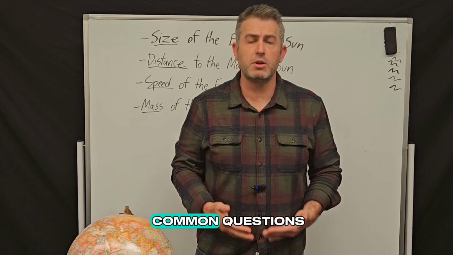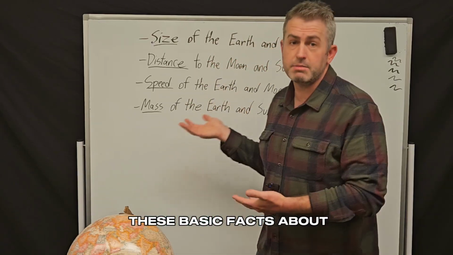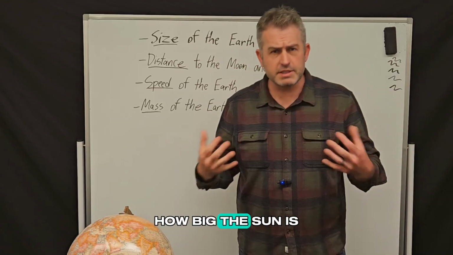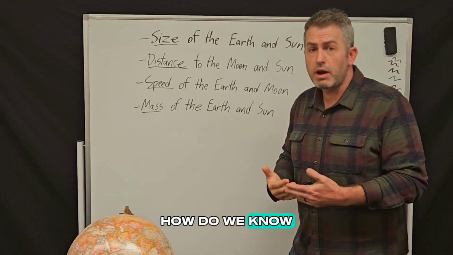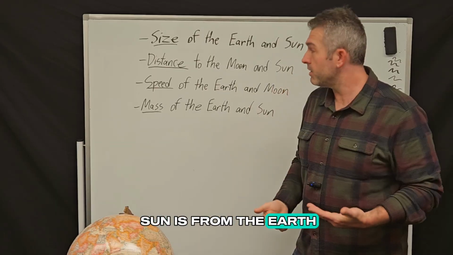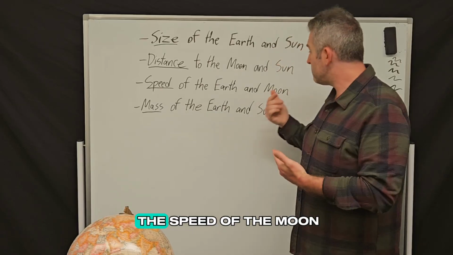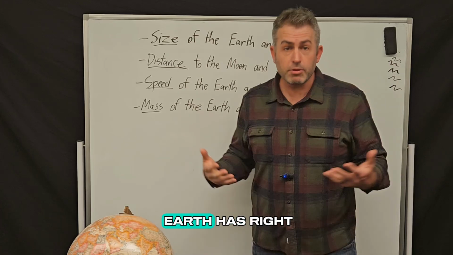One of the most common questions that I get from students is, how do we know these basic facts about our solar system? How do we know how big the Earth is? How big the sun is? How do we know the distance to the moon? How do we know how far away the sun is from the Earth? How do we know the speed of the Earth as it orbits the sun? How do we know the speed of the moon as it orbits the Earth? How do we know how much mass the Earth has, right?